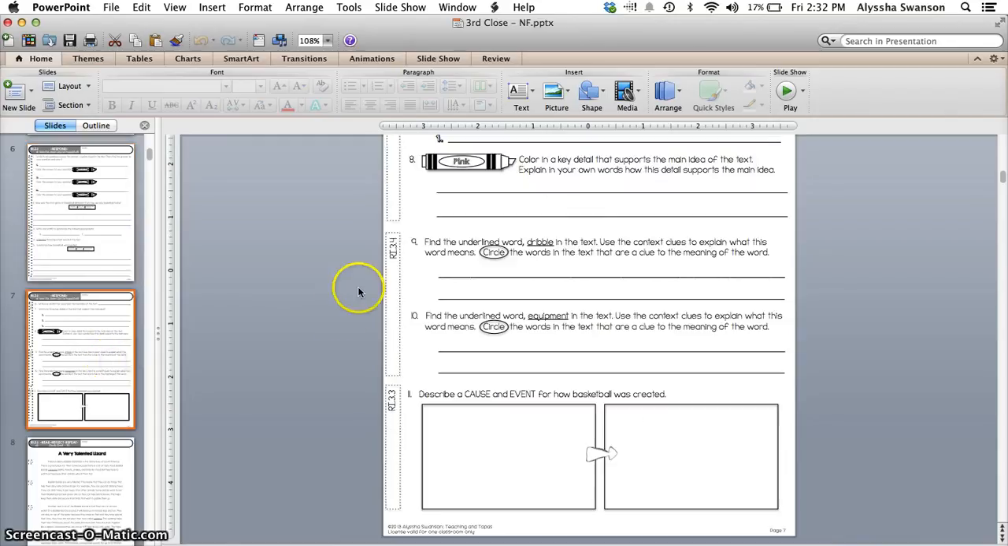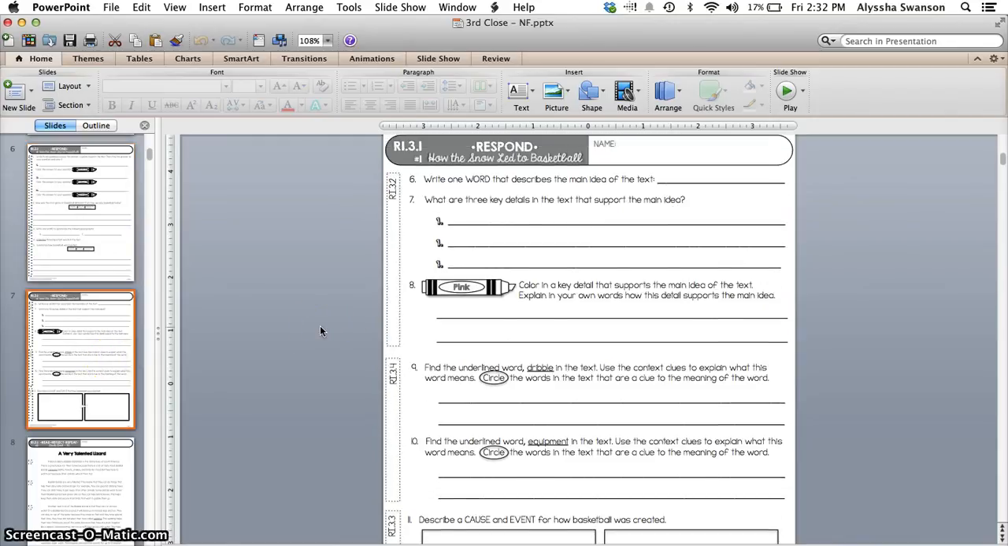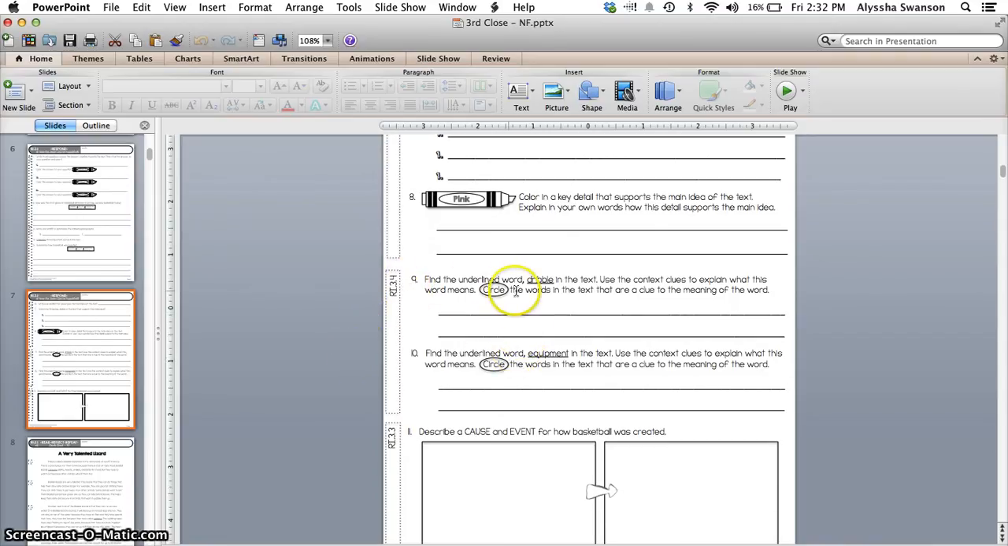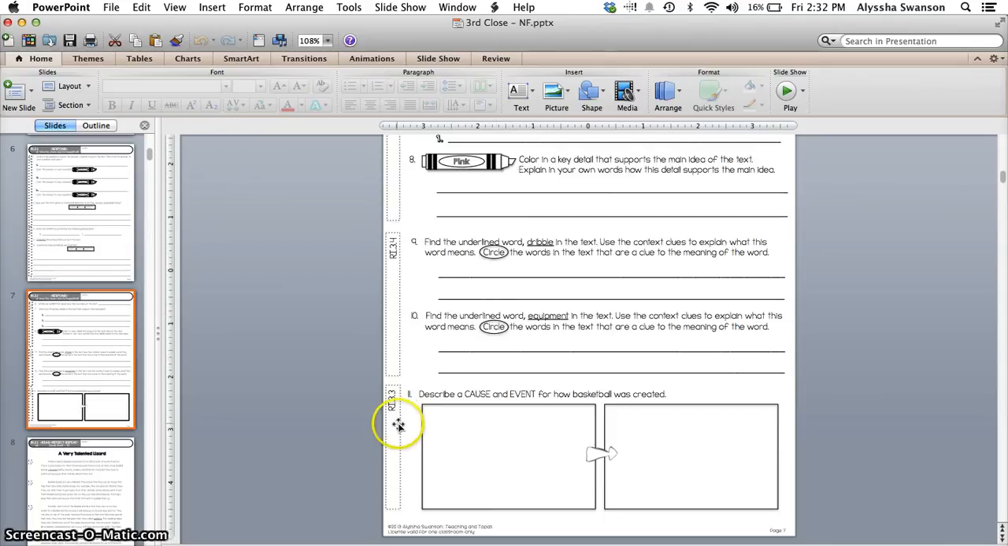Page 2 of the activities is where I've spiraled all of the other standards. So right here, standard 3.2, which is where they're describing the main idea and the details that support the main idea in the text. And again, they're going back and finding evidence of that. Here's a review of standard 3.4, which is using context clues. There's an underlined word in the text. They're going back to the text, and they're circling the words that help them figure out the meaning of the word. Here's a review for standard 3.3, describing a cause and effect for how something was described in the story.